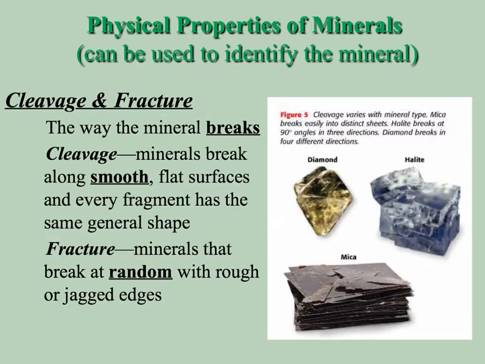But some will break with cleavage, and cleavage usually leaves very small or very smooth lines with flat surfaces. Okay, fracture is when they break in a very random way. So you can see over here on the right, cleavage varies with mineral type. Mica breaks easily into distinct sheets. Halite breaks in 90-degree angles in 3 directions, and diamond breaks in 4 different directions. So these all still are examples of cleavage because they leave nice, smooth, flat surfaces.